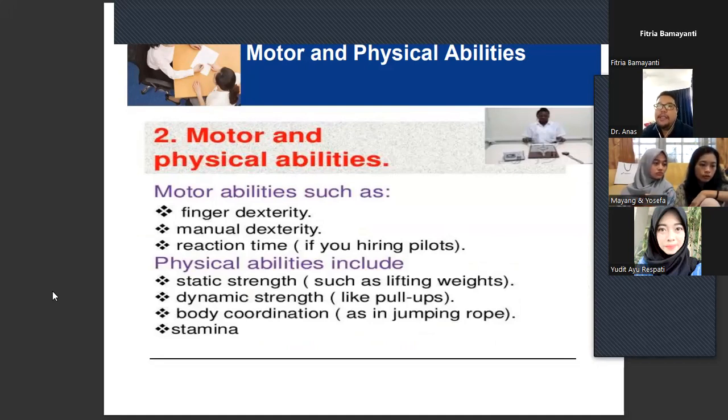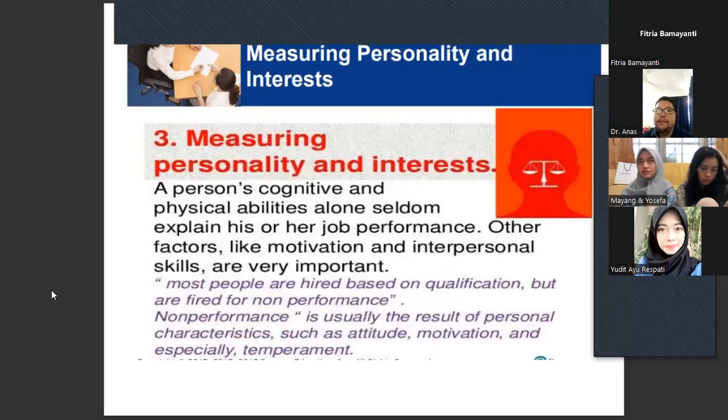Motor and physical abilities, bagaimana kamu menggunakan physical kamu, keupayaan. The potential employees or candidates using the physical and motor abilities. Body coordination, dynamic strength, static strength, something like that. Okay, next slide.